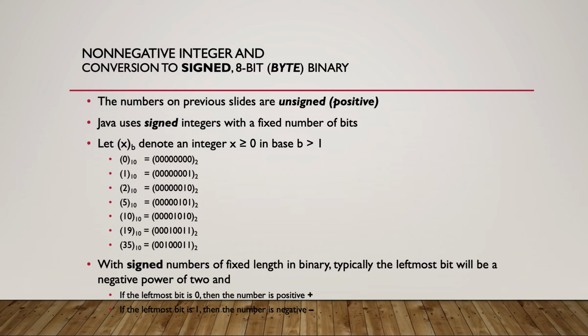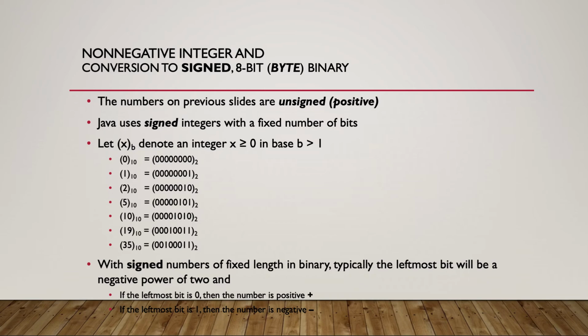Non-negative integers are integers greater than or equal to 0. The numbers we already converted on previous slides are unsigned numbers. They're actually positive. So we already worked with unsigned numbers. However, Java uses signed integers with a fixed number of bits. If we want to work with signed bits, we need some padding. So here in this example, let's see, x to the index of b denotes the integer greater than or equal to 0 in base 2.